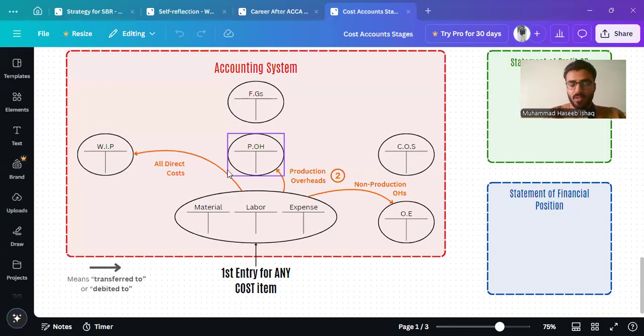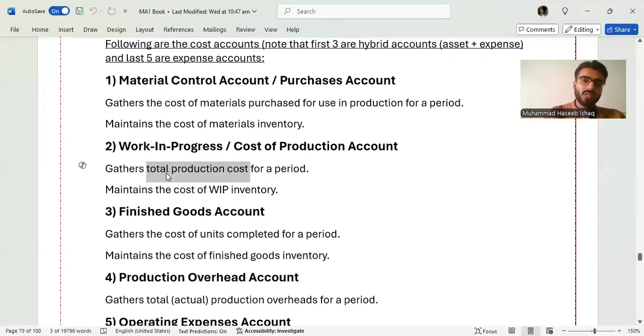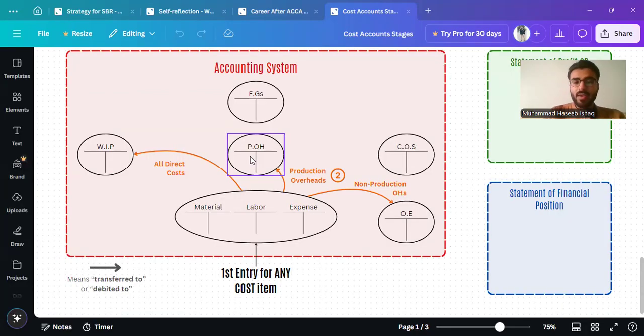Before the third stage, what are the costs that we are debiting? We are transferring the direct costs to the work in progress account. Does this mean the work in progress account only gathers the direct cost? No. It is written here that it gathers total production cost. So what else is remaining if we have already debited the direct costs? The production overheads are remaining. So now in the third stage, we have to debit all the production overheads that were gathered in the production overhead account, transferring them also to the work in progress account.